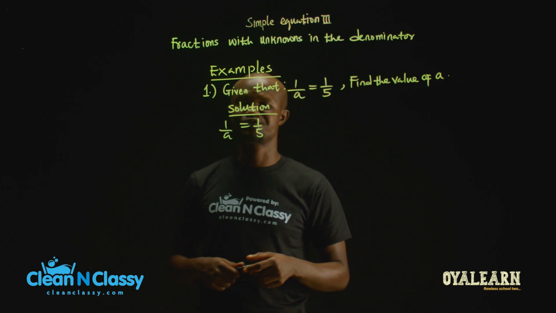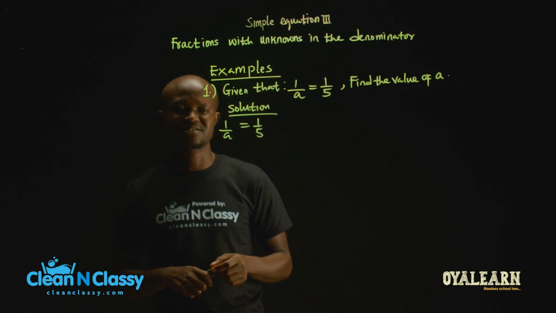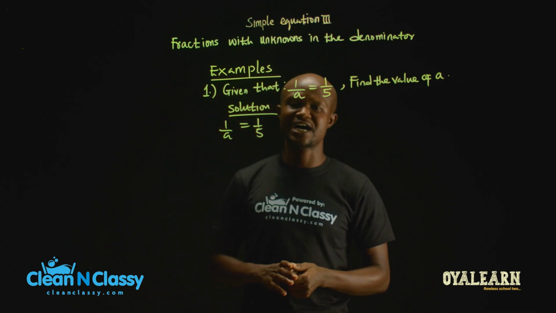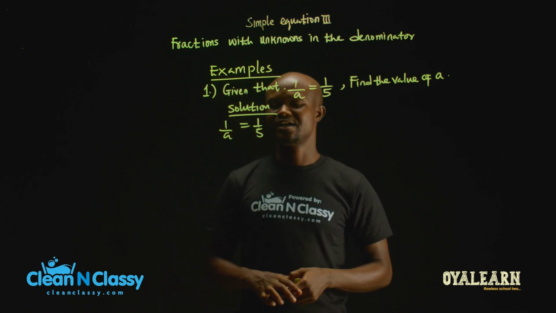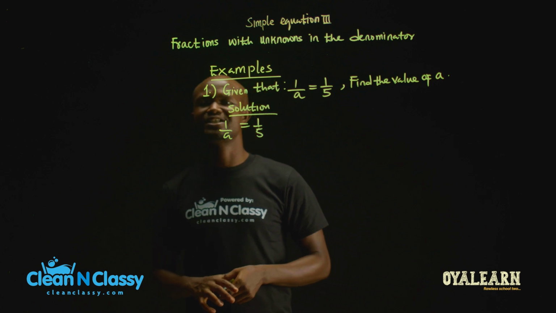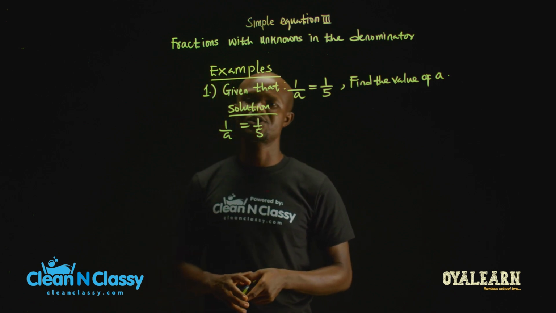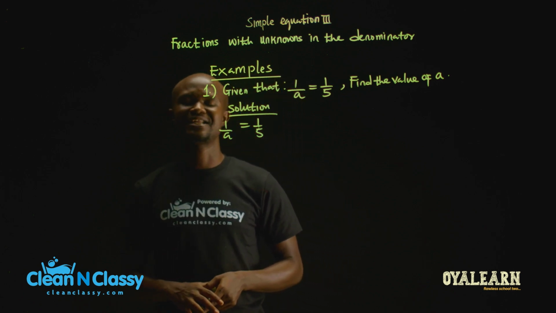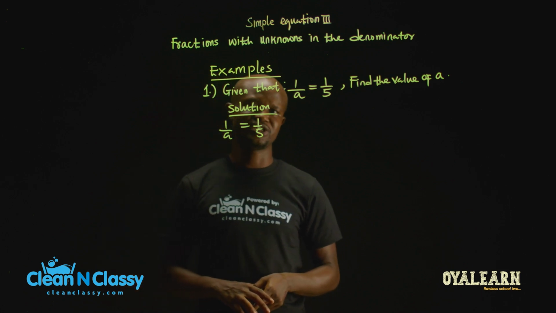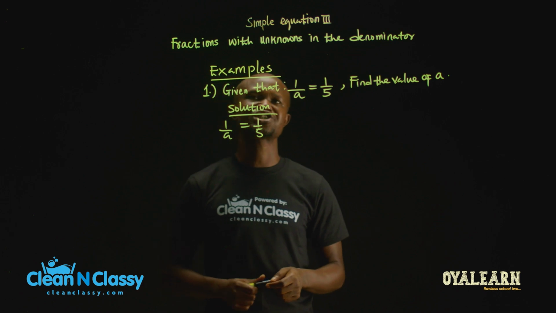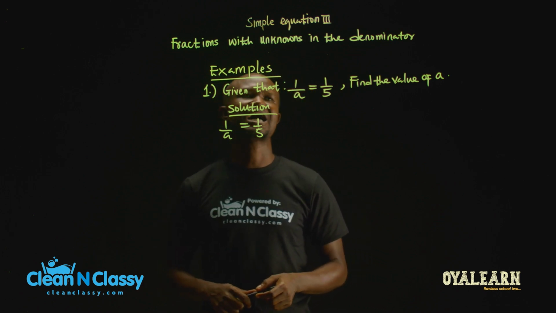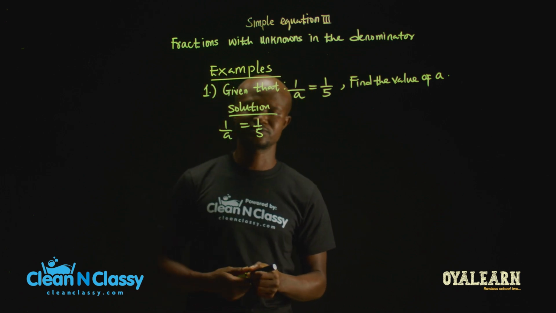1 over a is a fraction at the left-hand side, while 1 over 5 is also a fraction at the right-hand side. Now, at the left-hand side, the denominator of 1 over a is a, and a is also the unknown. So that is why this is an example of a fraction with unknown at the denominator.